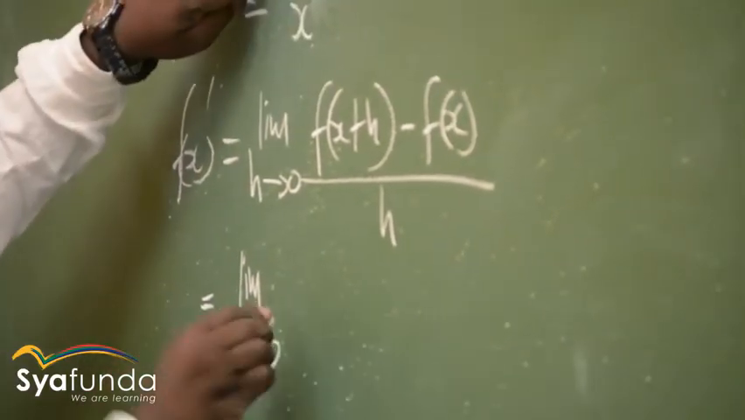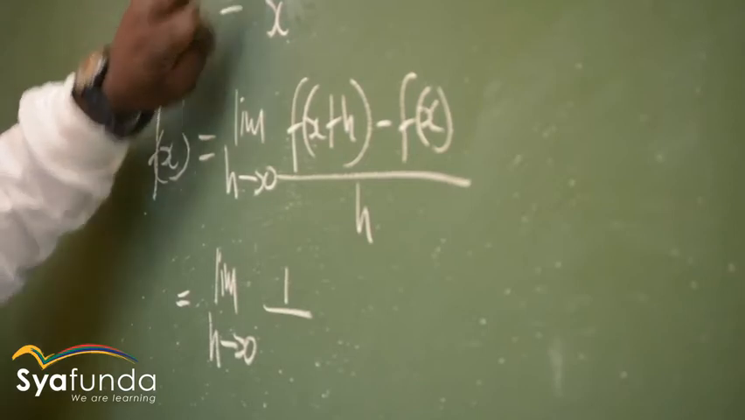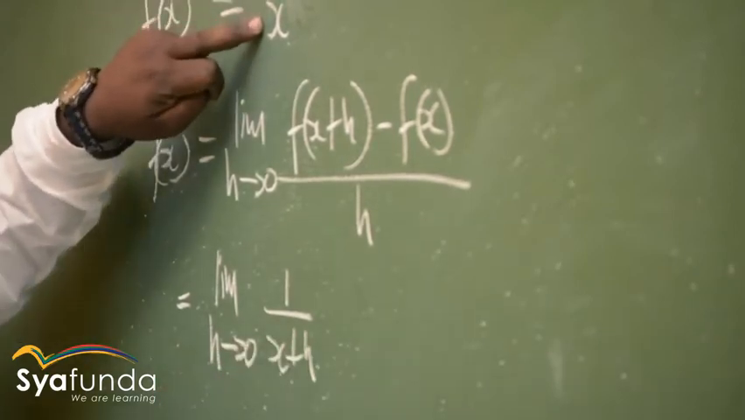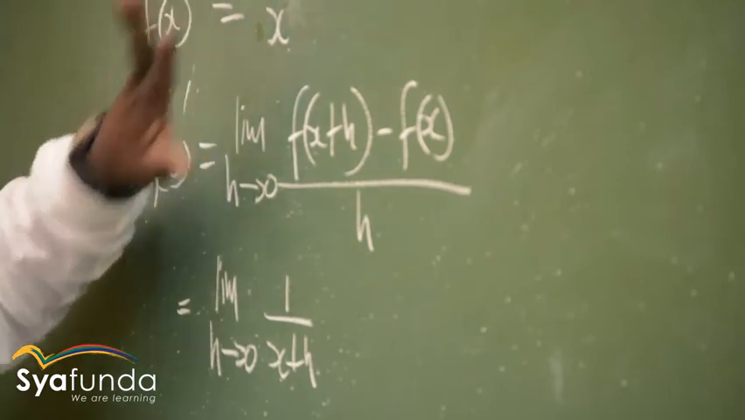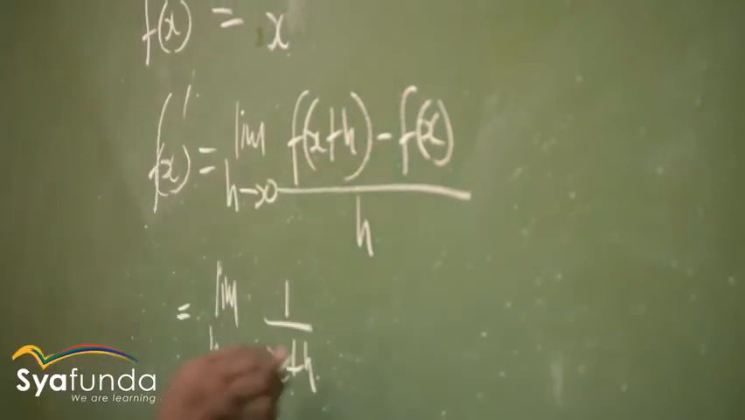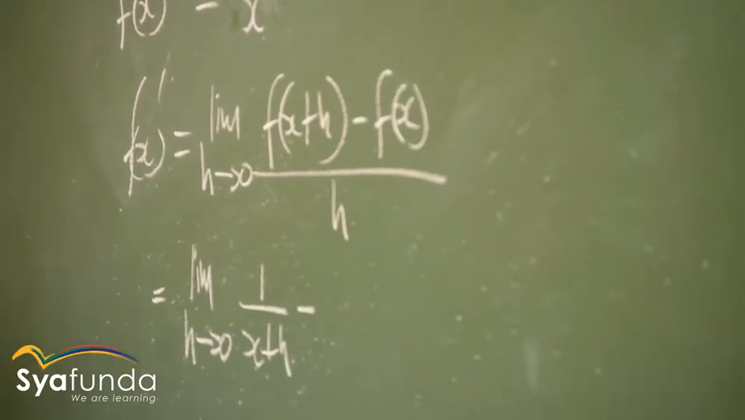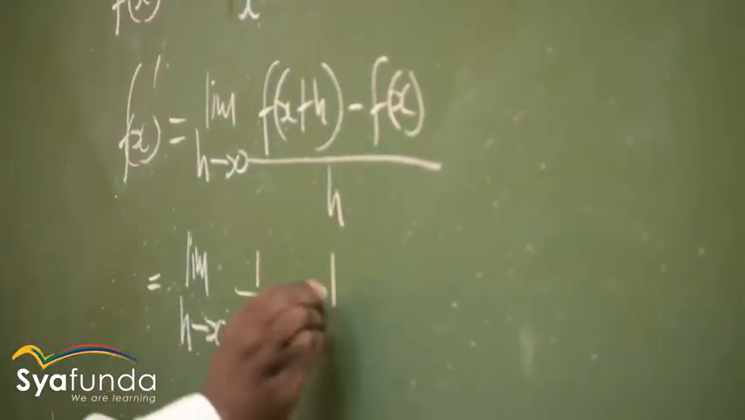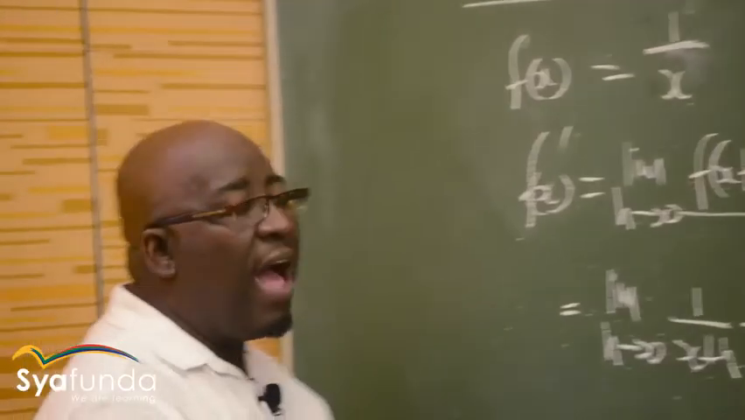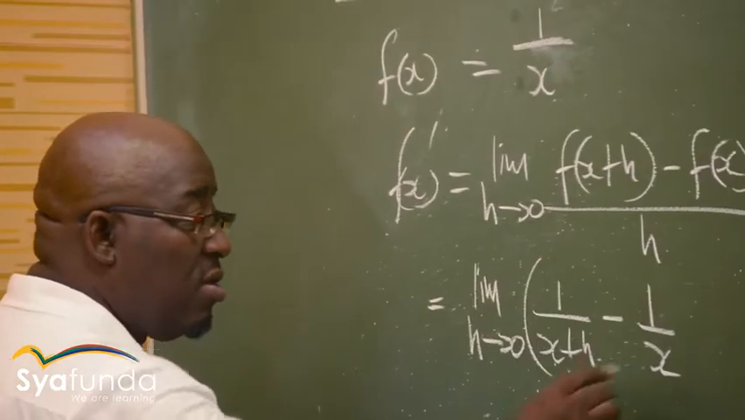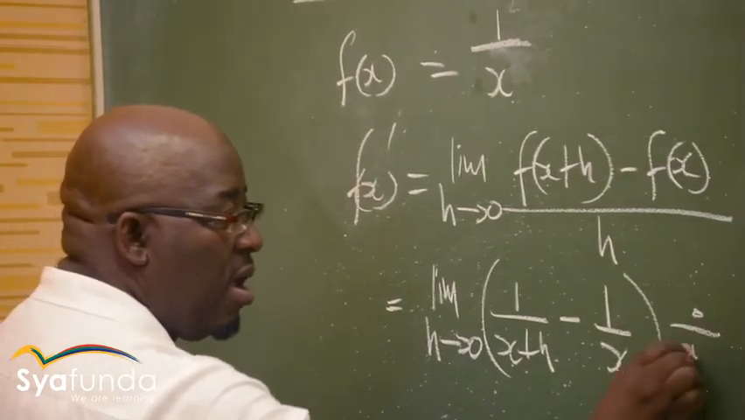This is 1 over, where there is x, we must push in x plus h. Once that is done, you subtract your f of x. What is our f of x in this case? It is 1 over x. After that, all that must be divided by h.